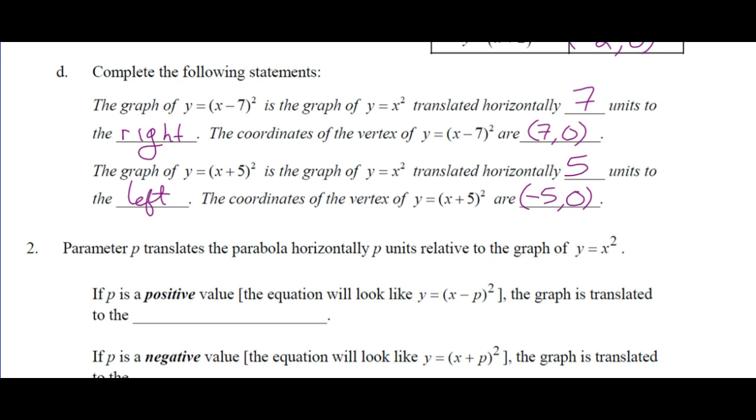So when you're describing a translation, I want to see or read the following: horizontally translated 7 units to the right, or to the right 7 units. I don't care which way you say it, it doesn't matter. But they must include both pieces of information: which way and how much, or how much and which way. You need both of those.